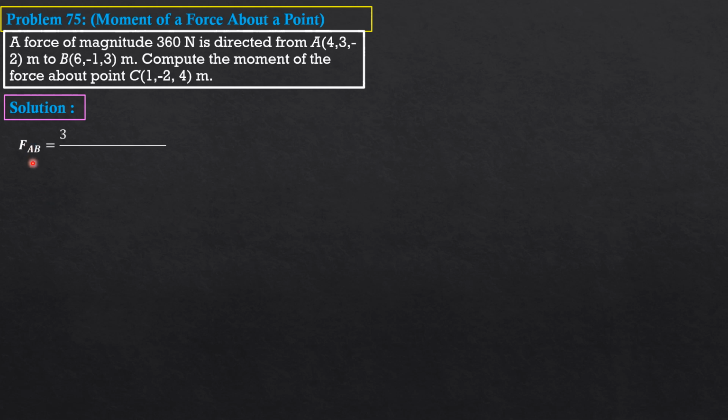So FAB is 360 times 2i minus 4j plus 5k over square root of 2 square plus 4 square plus 5 square, where 2i is 6 minus 4, so 2, negative 1 minus 3, negative 4, 3 minus negative 2, positive 5. So that's FAB. So FAB is 107.33i minus 214.66j plus 268.33k.